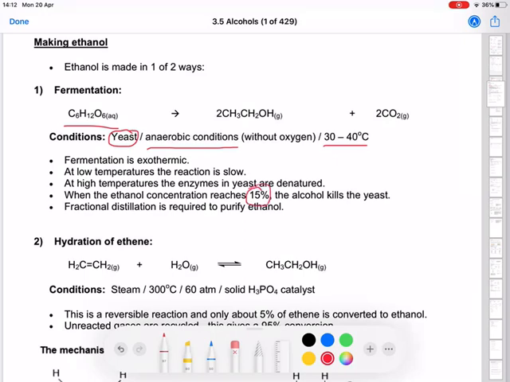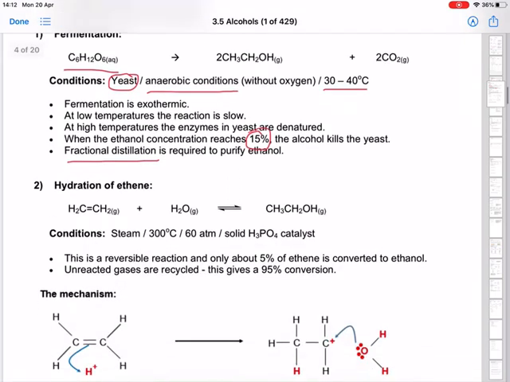The problem with this is you only get about 15% because the alcohol kills the yeast, which means the reaction effectively stops. It requires a secondary process after that, which is fractional distillation, in order to separate the pure ethanol from the watery mixture that's left behind.